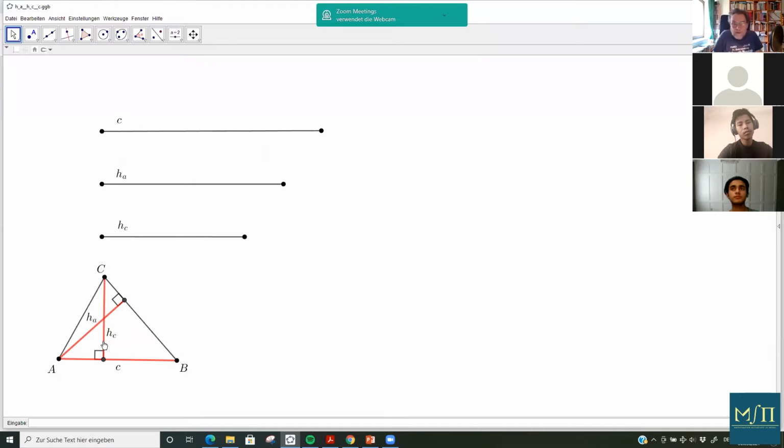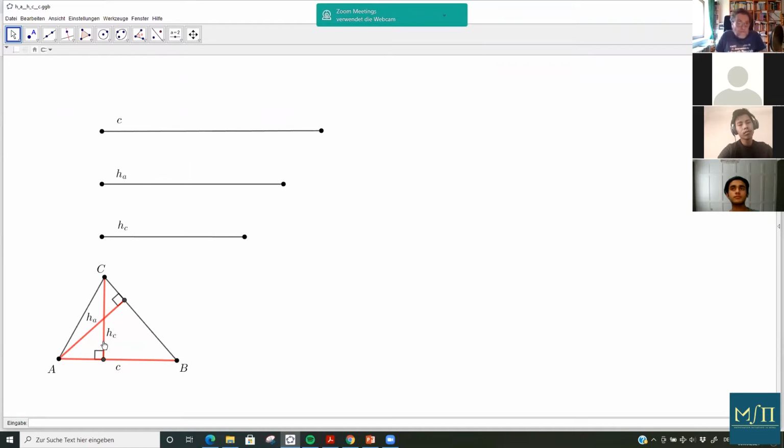So we want to construct a triangle ABC, of which we know the lengths of the three line segments C, HA, and HC. So we have two altitudes given and one of the sides, the length of one of the sides. Now the question is, how do we attack problems like this in general?